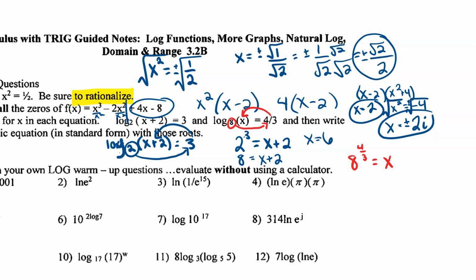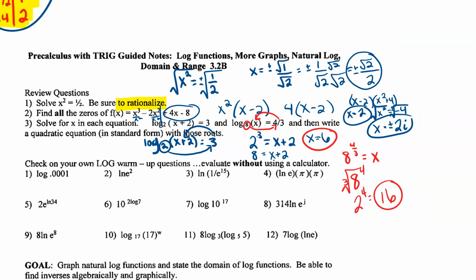All right, and now I have to do 8 to the 4/3 power. I'm going to rewrite this in radical form. So it's going to be 8, the index is going to be 3, and then 4th power. 8 is a perfect cube. The cube root of 8 is 2. So the 4th power is going to be 16. So x equals 16 and 6.